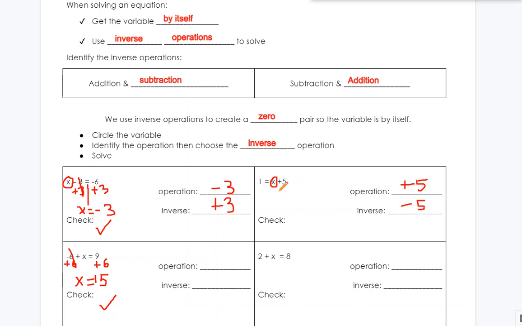So this is x plus 5. I want to do a minus 5 because that makes a 0 pair. 5 minus 5 will get me 0. And that leaves me with x on this side. And I want to do the same thing to my other side. 1 minus 5 will get me negative 4. So negative 4 is my answer. X equals negative 4, or negative 4 equals x. It means the same thing.